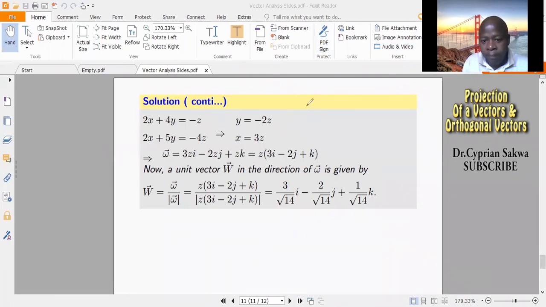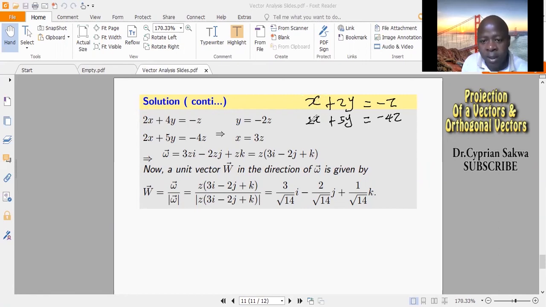Okay, so what we had was x plus 2y plus z equals 0. That means x plus 2y equals negative z. Got it? Good. So that is where maybe I made a mistake here. And this other one was 2x plus 5y equals negative 4z.